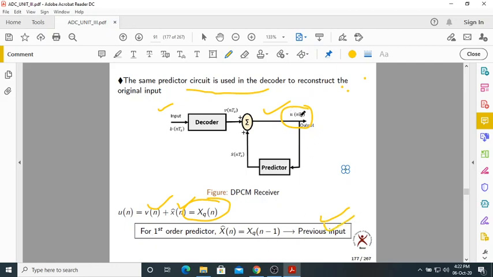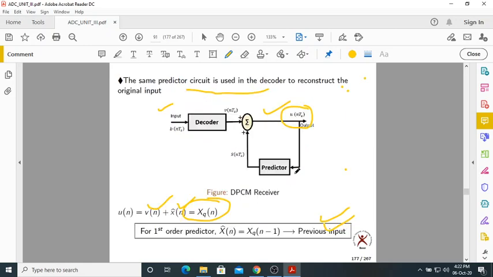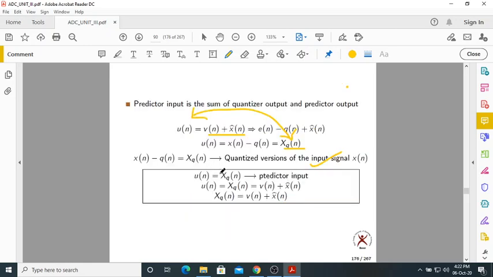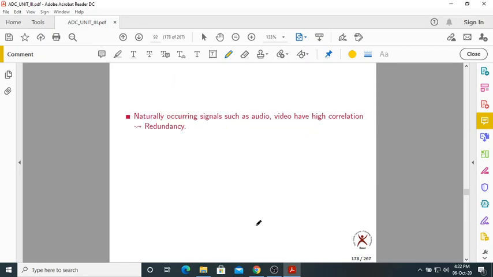So what is the previous input? u of n. But what is u of n? u of n is nothing but x q of n. So what is u of n minus 1? x q of n minus 1. You should draw all the figures on a piece of paper and write everything in detail so that you will get to know everything. It is not a big deal at all.